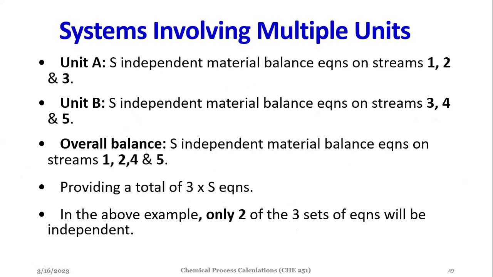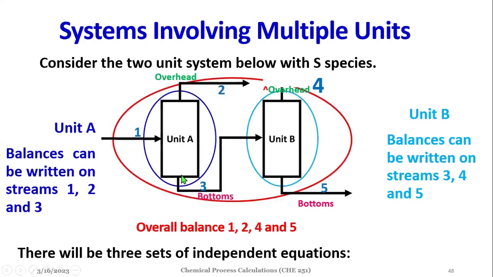But then the number of equations that we would actually need to work with would just be 2 sets. Because realize that if I find the balance around unit A and the balance around unit B and sum them, it will give me the balance for the overall system. So in that case, there's a set of balances that are not independent.